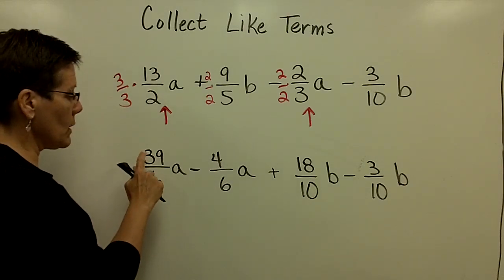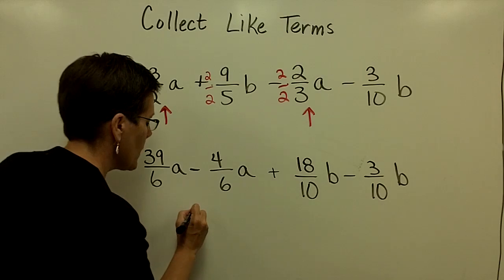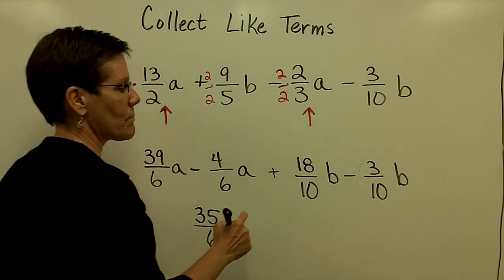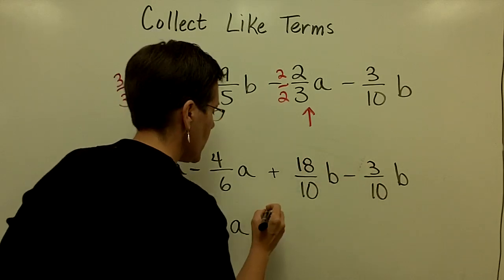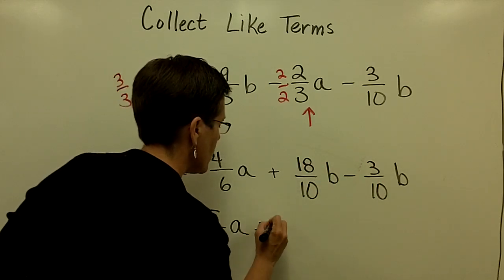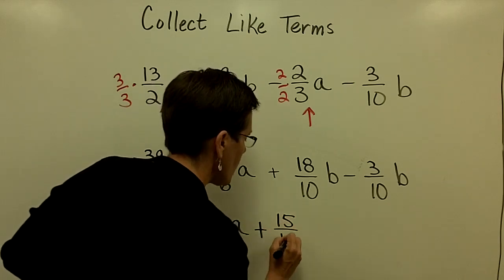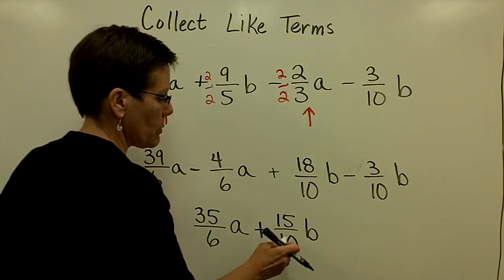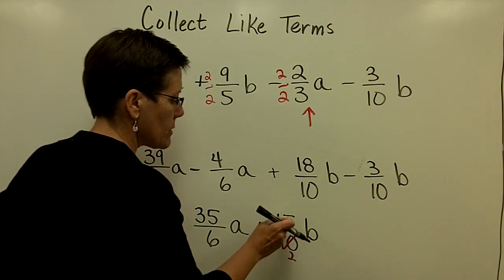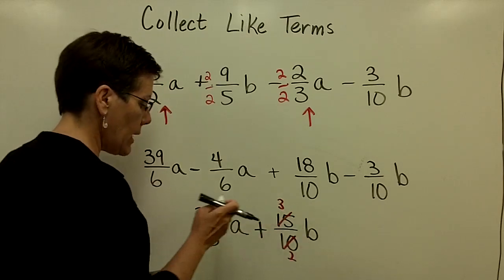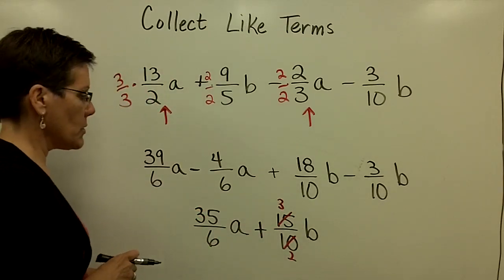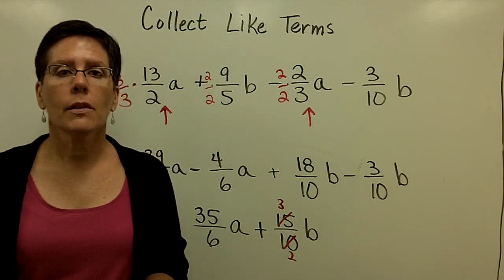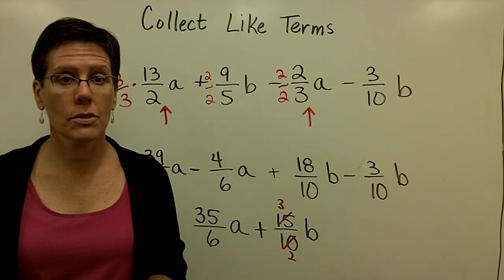I will subtract their numerators. So 39 minus 4 is 35 over 6a. 18 minus 3 is a positive 15 over 10b. And finally, I'm just going to real quickly remind you that you should reduce this. 5 goes into here twice. 5 goes into here 3 times. That would be 3/2 b. I think that one's all set. There's nothing that can be reduced by, and I'm all done. Careful. Combining like terms. The variable portion has to be the same, and you add or subtract their coefficients.